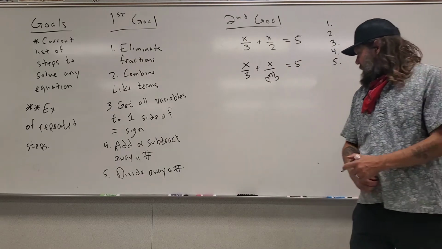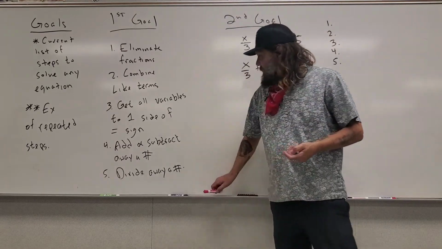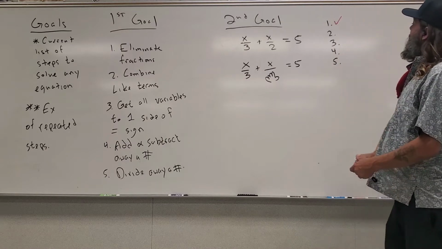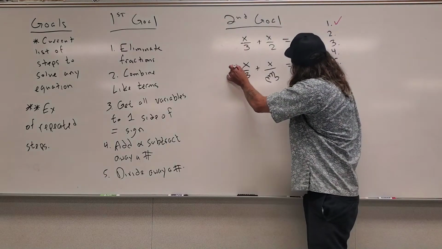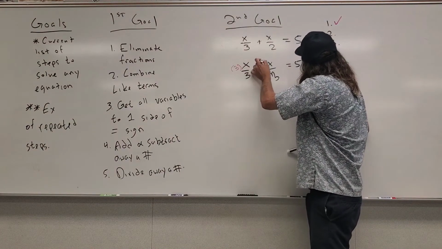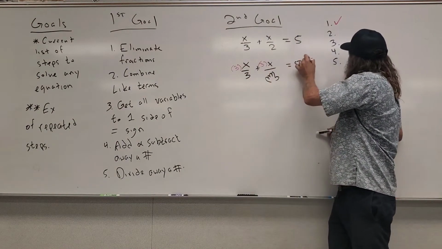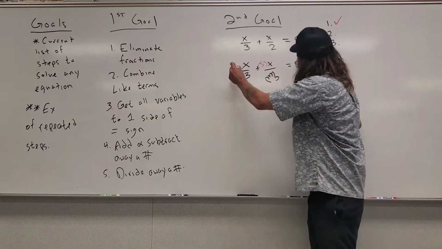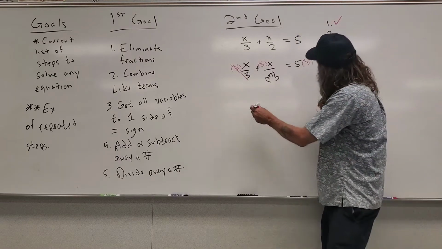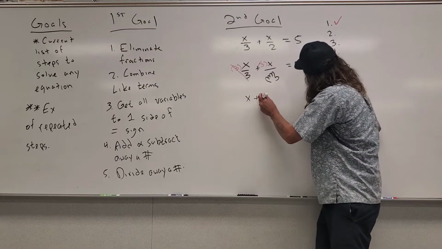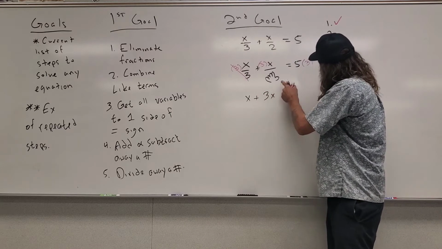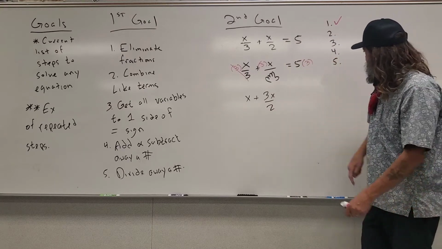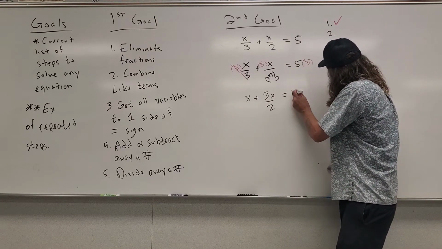So if I want to eliminate a fraction, I'm going to multiply everybody by the denominator. So I'm doing step 1. I multiply everybody by this denominator, 3, 3, and 3. My first 3 and the denominator 3 cancel out, and now I'm left with x plus 3x. And what was under my hand, I'm going to bring back now, so it's 3x over 2, and that's equal to 15.